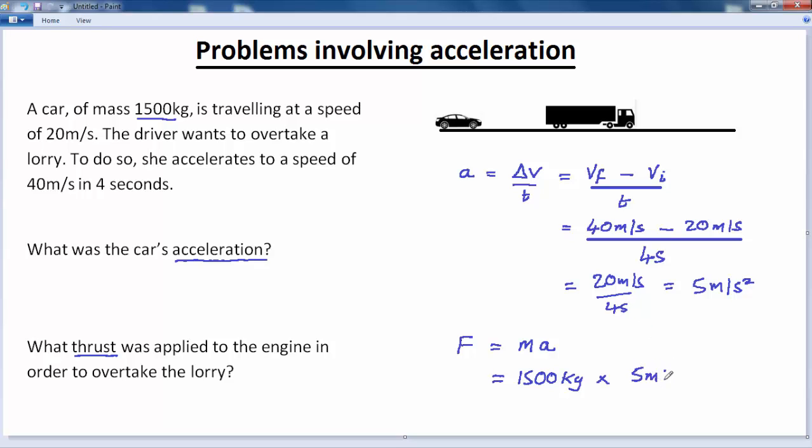meters per second squared, and that gives us a force of 1500 times 5, which is 7,500 newtons. So this force is acting on the car to give it an acceleration of 5 meters per second squared as it overtakes the lorry.